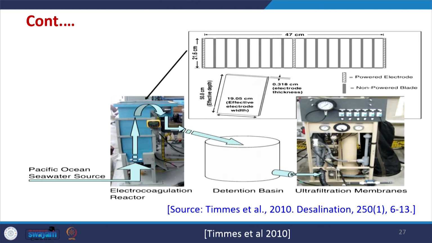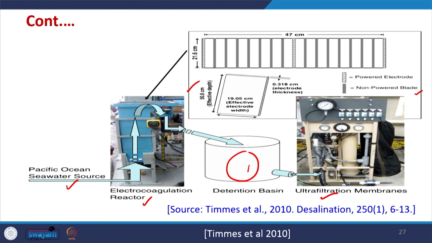This is another which is reported. This is like a Pacific Ocean seawater source. Electrocoagulation is being performed, and after electrocoagulation there is a detention basin. The setup of electrocoagulation is given here. We can see a number of powered electrodes and non-powered blades within this electrode configuration, and after that this is further treated by an ultrafiltration membrane.